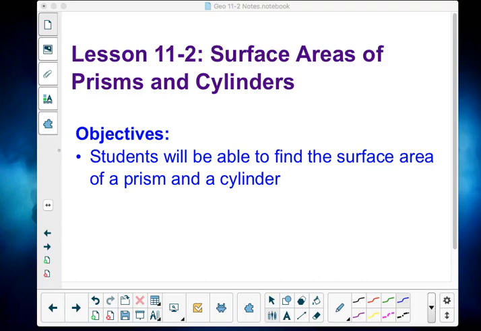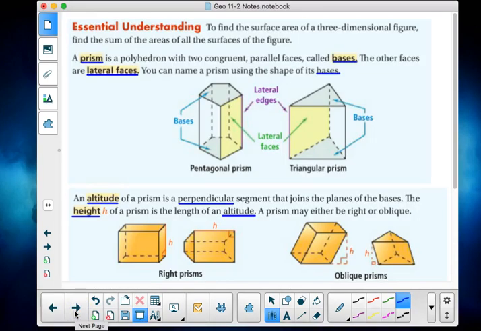Okay, so this is Geometry 11.2, surface areas of prisms and cylinders. We're first going to do surface areas of prisms. Now these are polyhedrons that have the same shape as a base and a top, two parallel bases that'll be the same, and then wrapped around by rectangles. So it'll be easy to find, but today's objective: students will be able to find the surface area of a prism and cylinder.